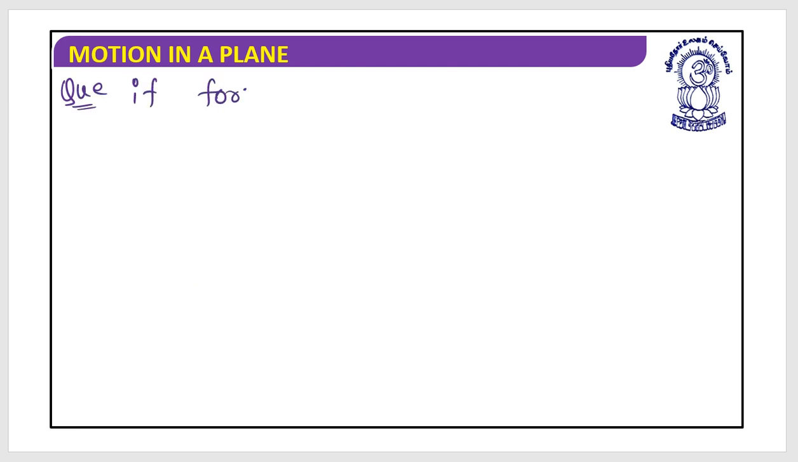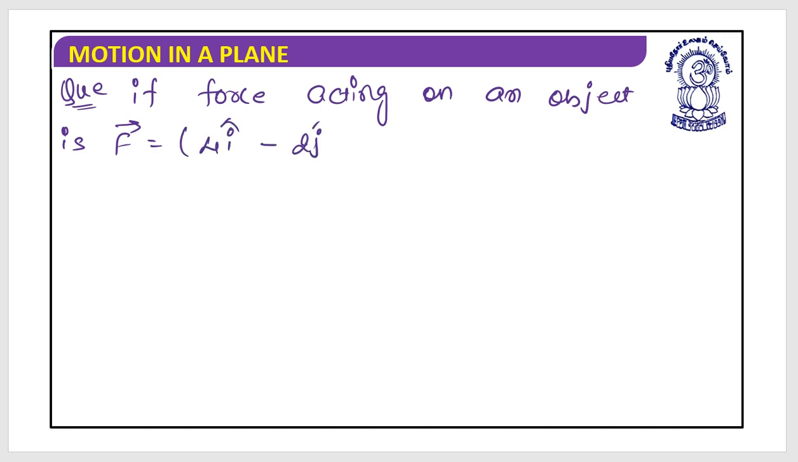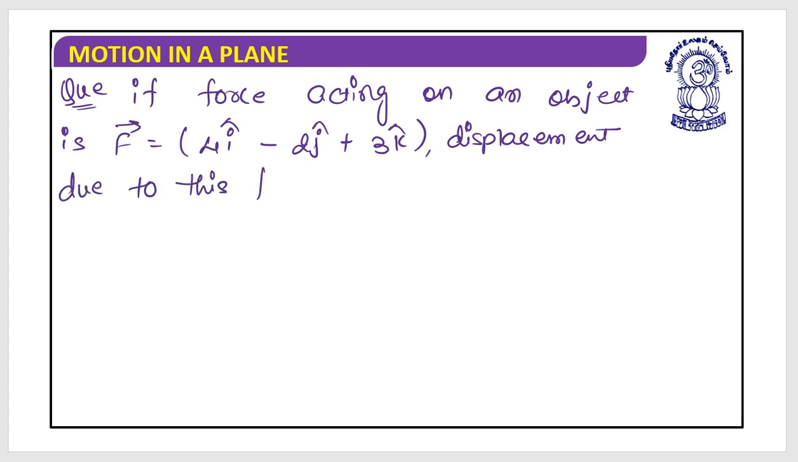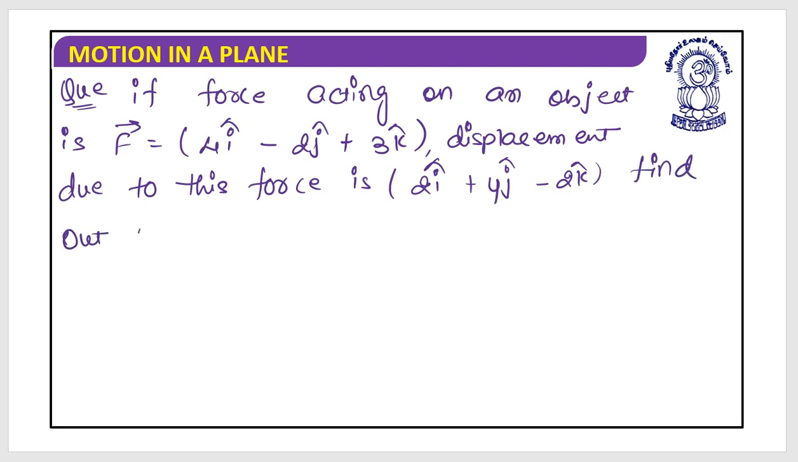If the force acting on an object is F equals 4i minus 2j plus 3k, and the displacement due to this force is 2i plus 4j minus 2k, find out the work done. This is the requirement.